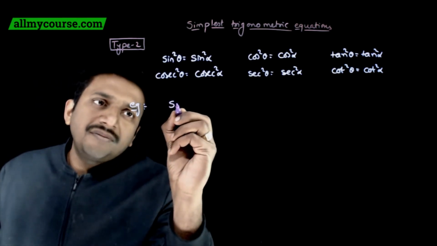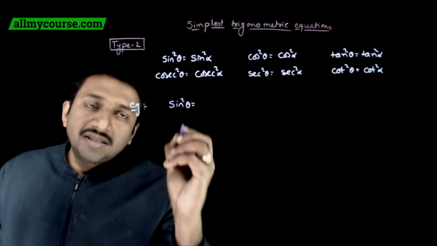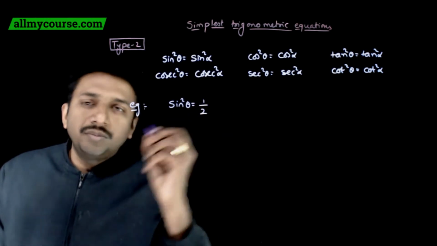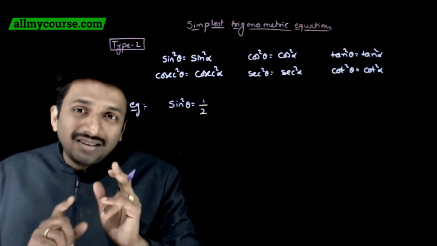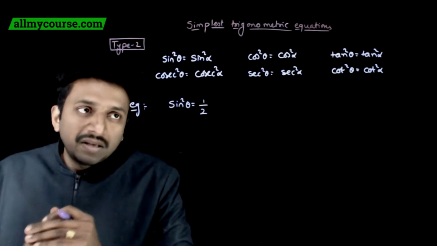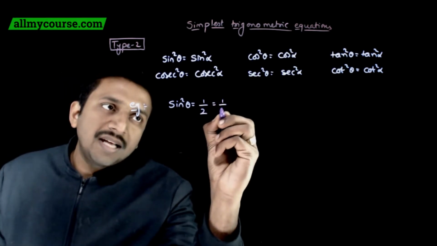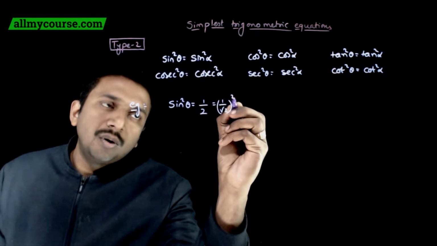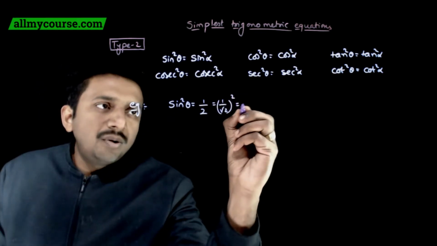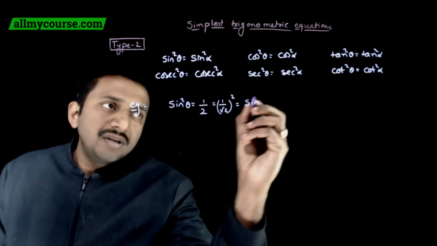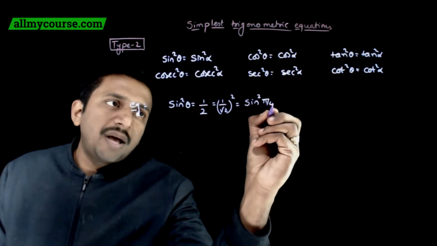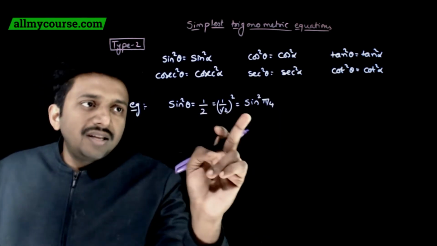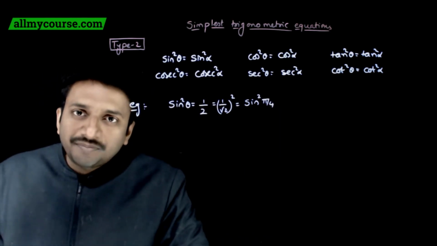So for example, if sin square theta is equal to 1 by 2, you need to solve this. You need to find the general solution for this. So 1 by 2 can be written as 1 by root 2 whole square. And 1 by root 2 is nothing but sine of 45. So this is sine square of pi by 4. So sine square theta is equal to sine square pi by 4.